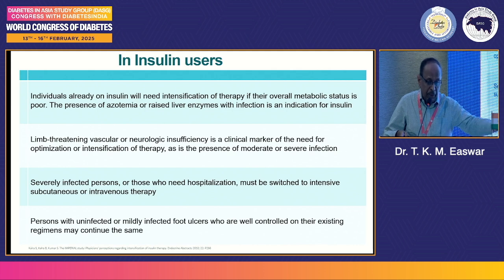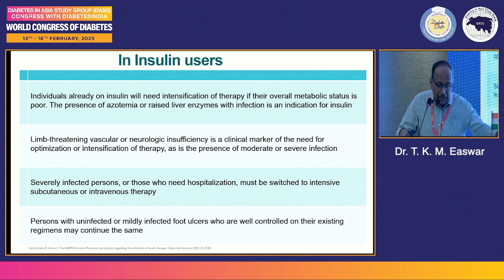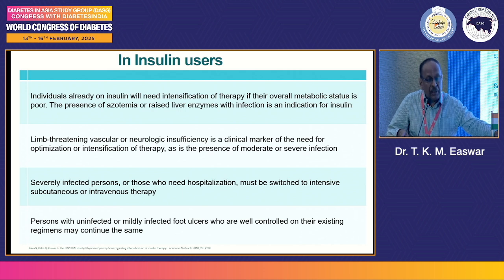Those who are already on insulin, some person may be on basal insulin or on premix insulin. If there is azotemia or there is a raised SGOT or SGPT, then it's an indication to intensify the insulin therapy. Again, if there is a limb-threatening vascular or neurologic insufficiency, we need to intensify the therapy. If there is a moderate to severe infection, we need to intensify the therapy, achieve 140 to 180 target. HbA1c is not important in the acute phase. We need to have a target between 140 to 180.